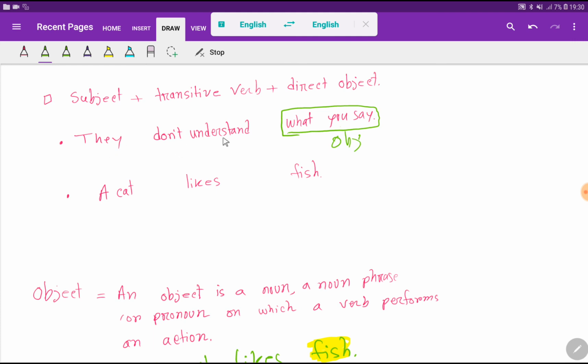Look, they don't understand what you say. So here understand is a transitive verb because it is taking the object what you say without the help of a preposition after it. So this is a transitive verb, and what you say is directly affected by understand. So this is the direct object. So our structure will be subject, transitive verb, direct object. A cat likes fish. This is the transitive verb, this is the direct object, right? So that's all for today.